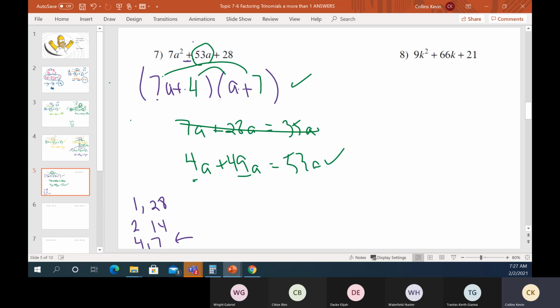All right. So now we've got something a little bit different on this guy. Because what we have here is there's more than one possibility for the 9, right? It could be 1 times 9, or it could be 3 times 3. And then over here, we've got 1 and 21, and 3 and 7. So what we need to do, we need to come up with a combination of numbers here that's going to give us the 66 in the middle. Always the key to these things.